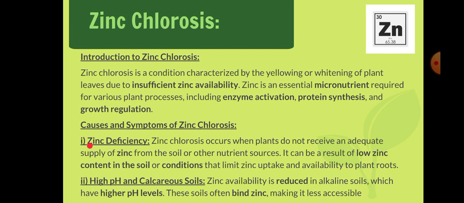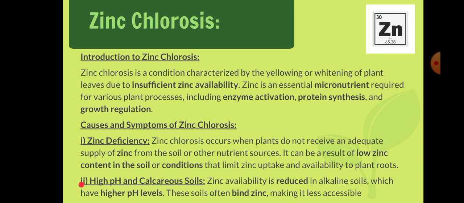The first one being zinc deficiency. Zinc chlorosis occurs when plants do not receive an adequate supply of zinc from the soil or other sources. It can also be a result of low zinc content in the soil or conditions that can limit the uptake of zinc and its availability to plant roots.